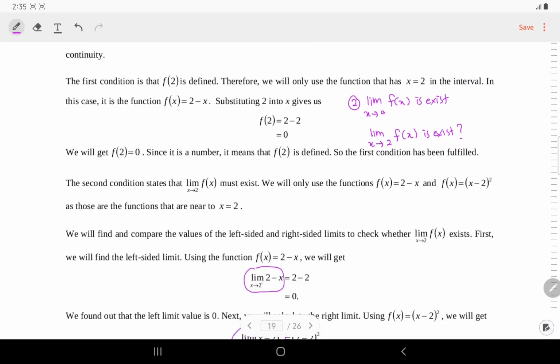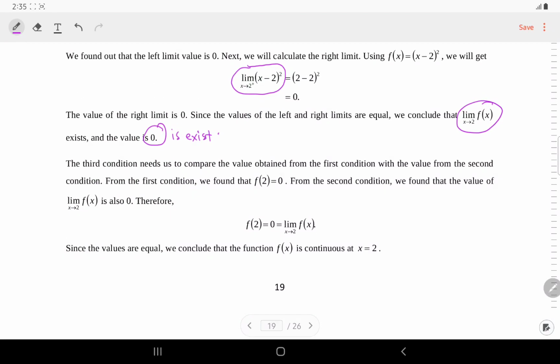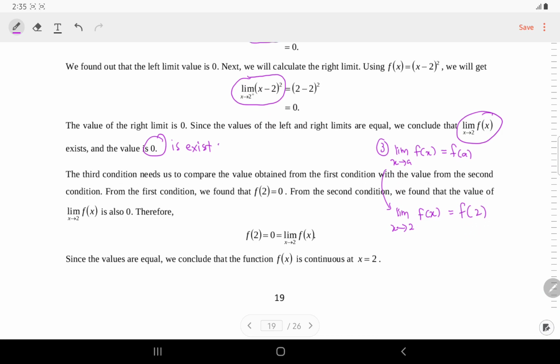The third condition, from the notes earlier, is limit x approaches a of f of x must be equal to f of a. So in this case our a is 2, so it becomes limit x approaches 2 of the function f of x equal to f of 2. Okay, so we can obtain the value of f of 2 from the first condition.